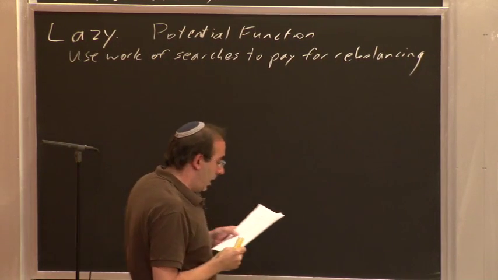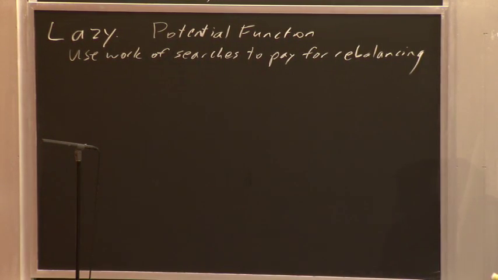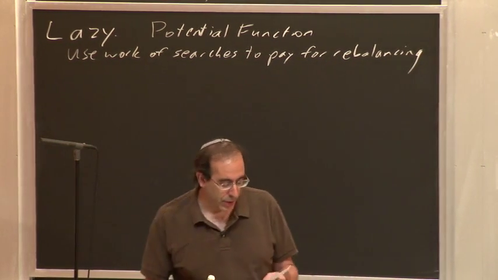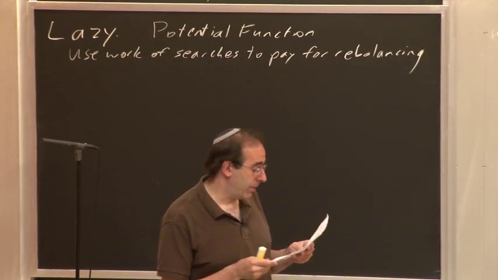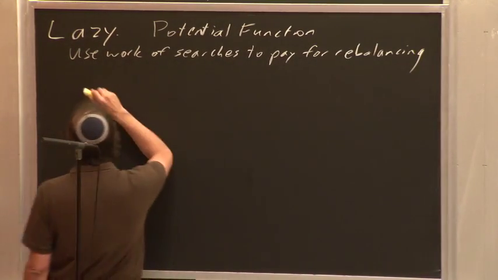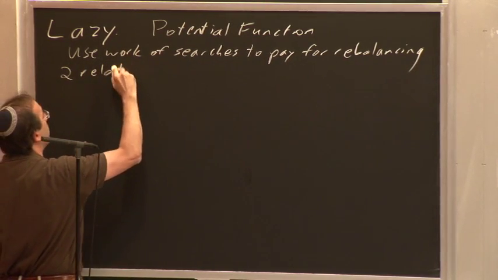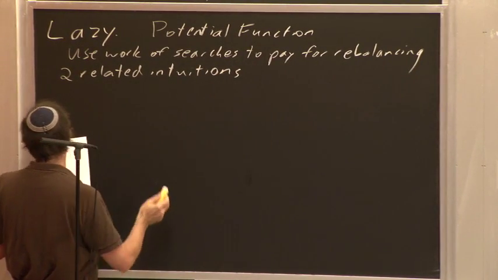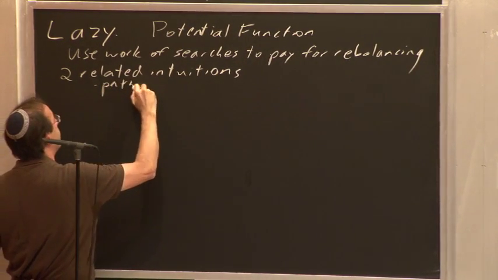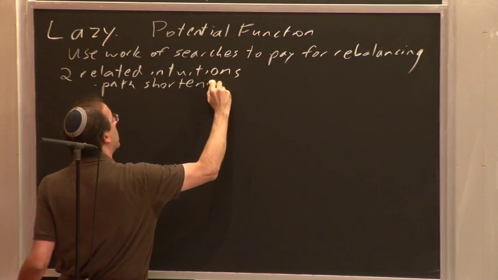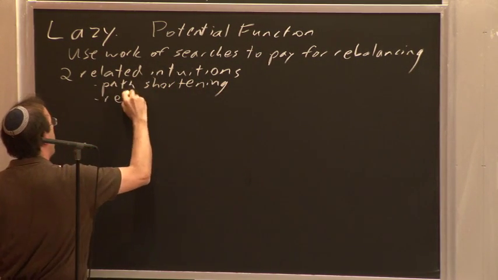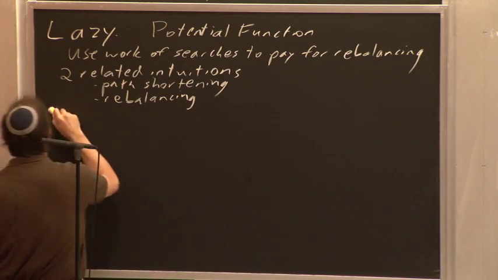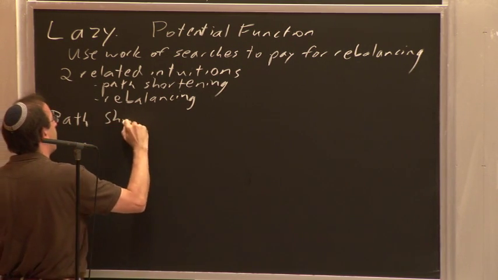As I said, the potential function itself seems kind of black magic, but I think that if we work with it a little bit, we'll start to develop some intuition about why splay trees do what they do. In my mind, there are two related intuitions worth pursuing. One is path shortening, and the other is rebalancing, as things that the splay tree is carefully trying to do. So let's talk about path shortening first.